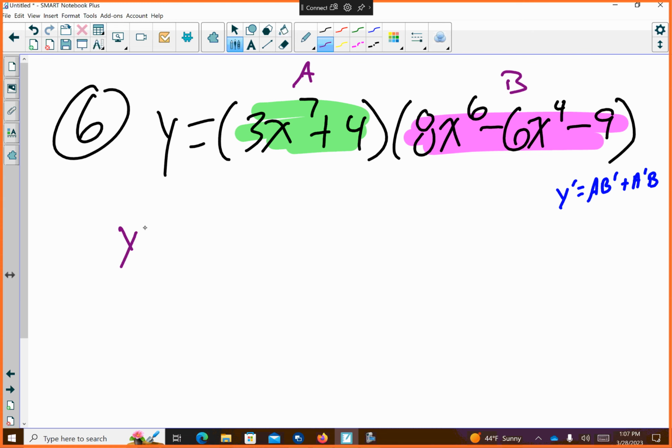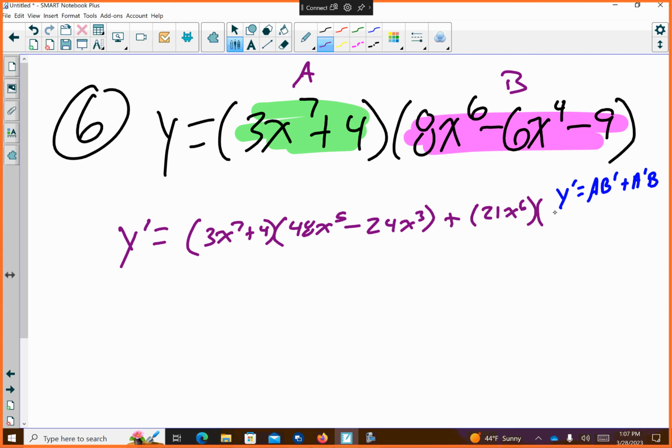So if I want to find the derivative, I write the A part just as it sits times the derivative of the B part. So that's 48x to the fifth minus 24x to the third plus. Then I'm going to do the derivative of the A part, which is 21x to the sixth times the B part. That's my derivative.